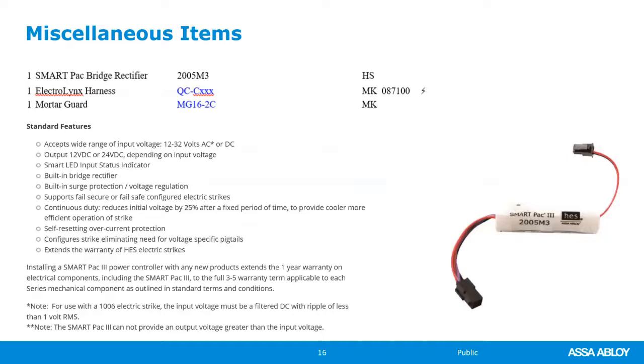And it's just a very inexpensive bridge rectifier that will, once the lock is locked, it doesn't need the full power in order to stay locked. And this will keep it cooler. It will also extend the life of the lock set. So whenever you have a solenoid operated fail-safe lock set, highly recommend using the Smart Pack rectifier to extend the life.